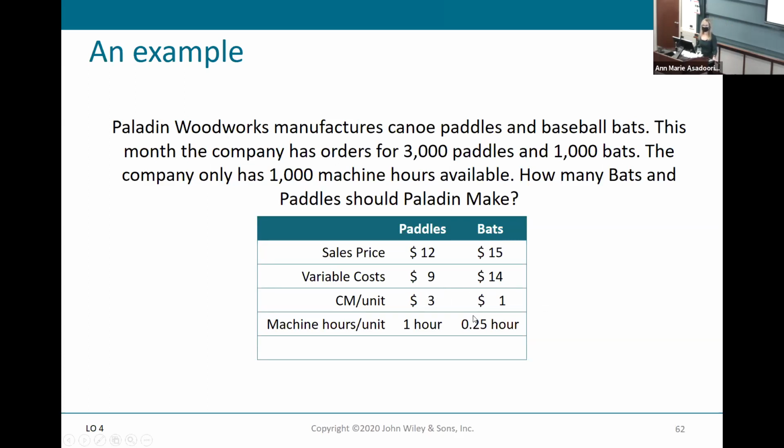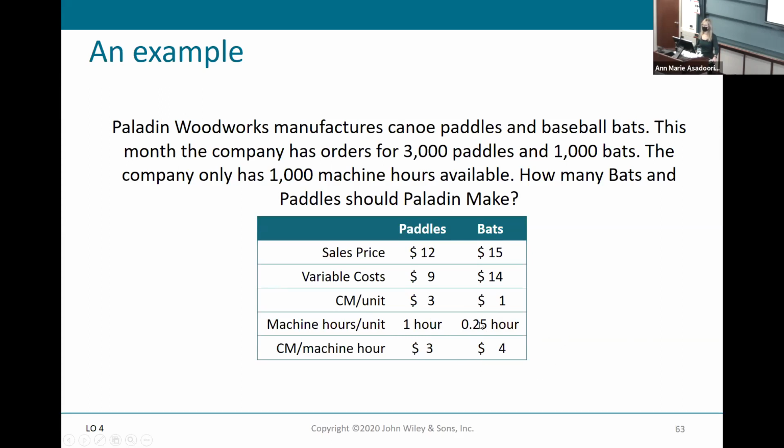But yes, the next step is, if I didn't have a constraint, I know I'd want to make paddles, right? But now I have that constraint. It takes me 1 hour on the machine to make a paddle, and it only takes me a quarter of an hour to make the bats. So instead of contribution margin per unit, what I have is contribution margin per machine hour. And this is telling you which product is going to be what you focus on first.